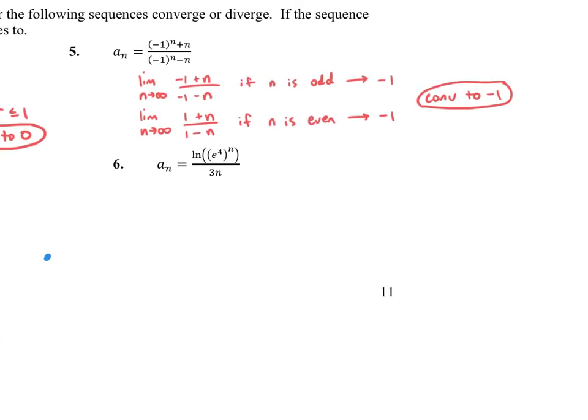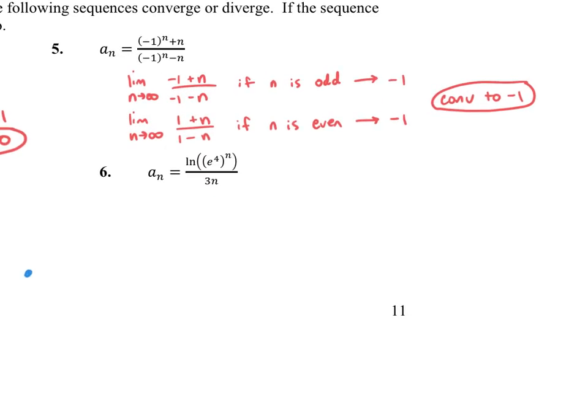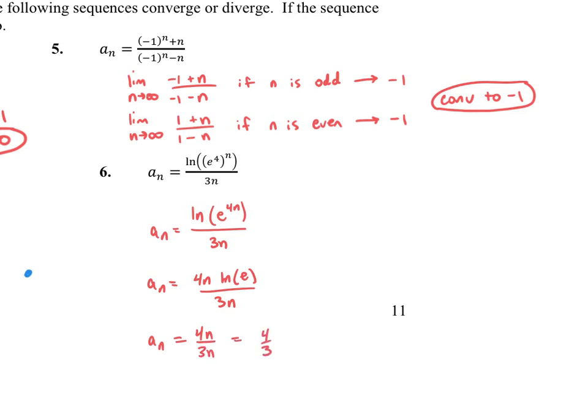Okay, here we have number 6, and with this one we have a natural log function in the numerator of this sequence. We're going to simplify it first. So this is the natural log of e to the power of 4n, divided by 3n. Using properties of logarithms, we can take the 4n to the front of the logarithm, and the natural log of e is just 1, and so we end up getting 4n over 3n, which is of course 4/3. So we've simplified the entire sequence algebraically, and we get 4/3. So this is going to be convergent to 4/3.